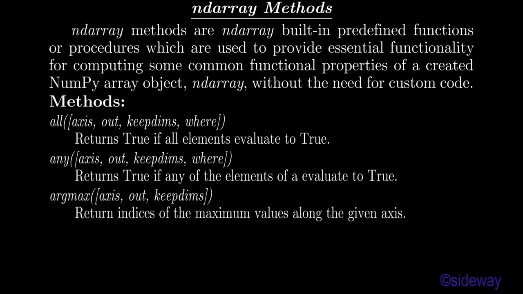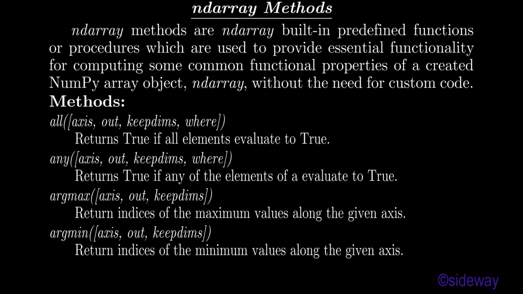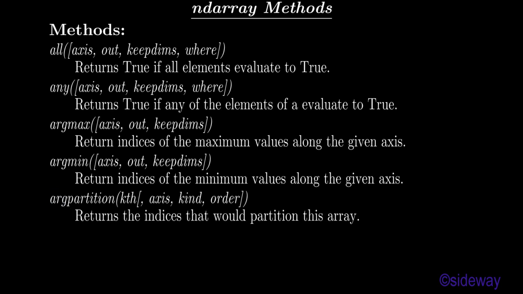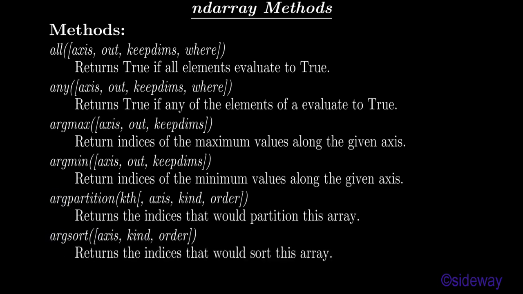argmax, axis, out, keepdims. Return indices of the maximum values along the given axis. argmin, axis, out, keepdims. Return indices of the minimum values along the given axis. argpartition, kth, axis, kind, order. Returns the indices that would partition this array. argsort, axis, kind, order. Returns the indices that would sort this array.